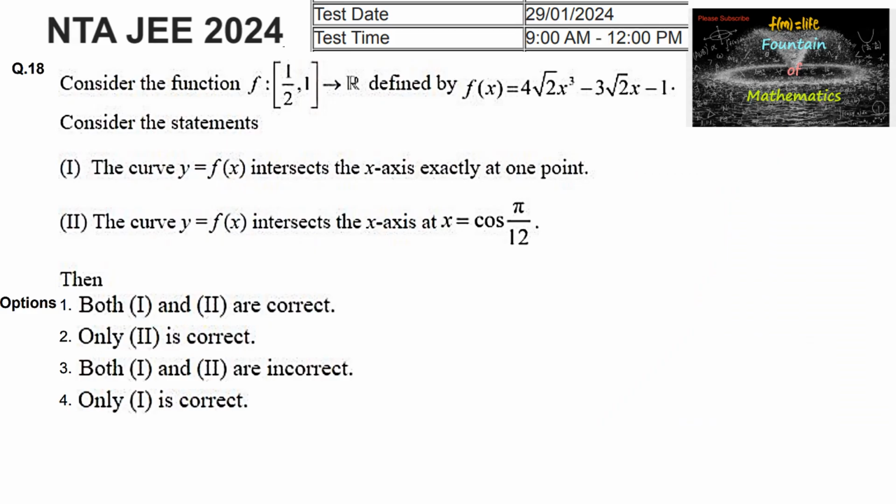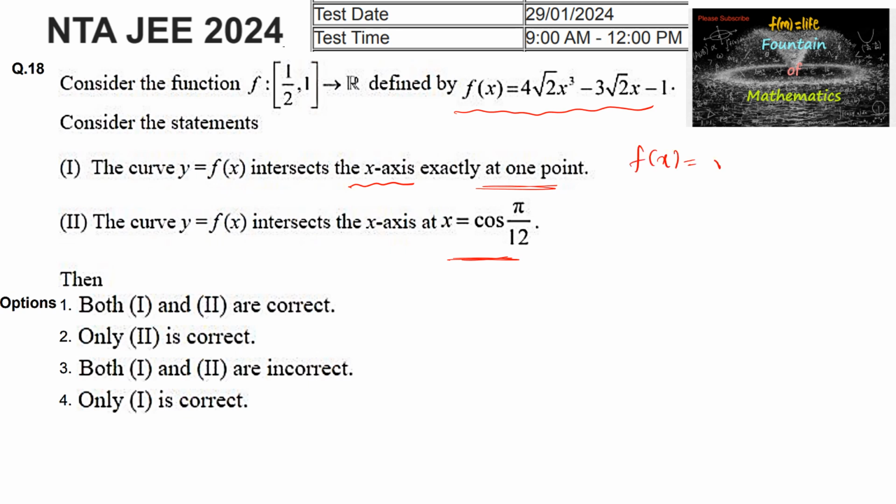Consider the function f from [1 by 2, 1] to R defined by f of x is equal to 4 root 2 x power 3 minus 3 root 2 x minus 1. And consider the statements: the curve y is equal to f of x intersects the x-axis exactly at one point, and the curve y is equal to f of x intersects the x-axis at the point x is equal to cos pi by 12. So let us check the first statement.